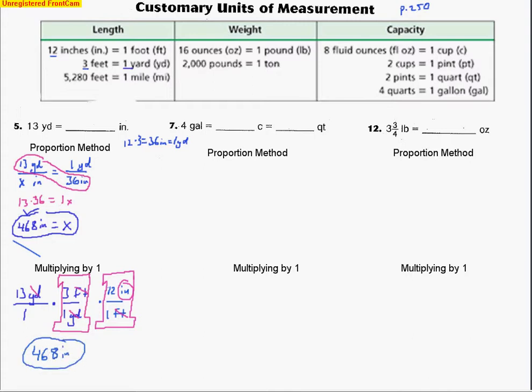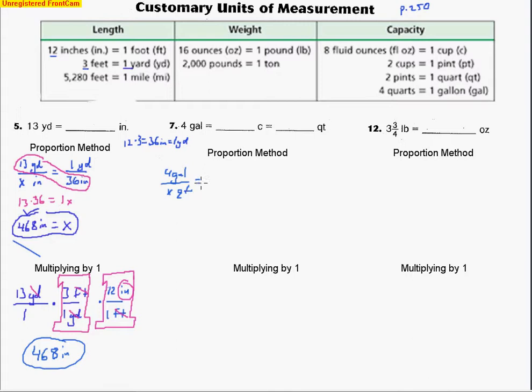Well, let's take a look at another one here. Same sort of thing. We're going to go ahead and use the proportion method to start with. So we want to go 4 gallons to cups, and then also quarts. Well, it's easier to go to quarts to start with, so we'll do that first, and then I'll do cups. So I'll use my fraction right here, 4 gallons. And since we're in the proportion method to start with, we'll write down x quarts.